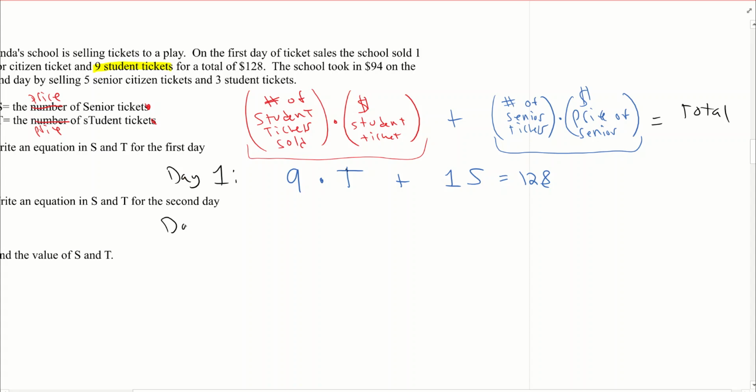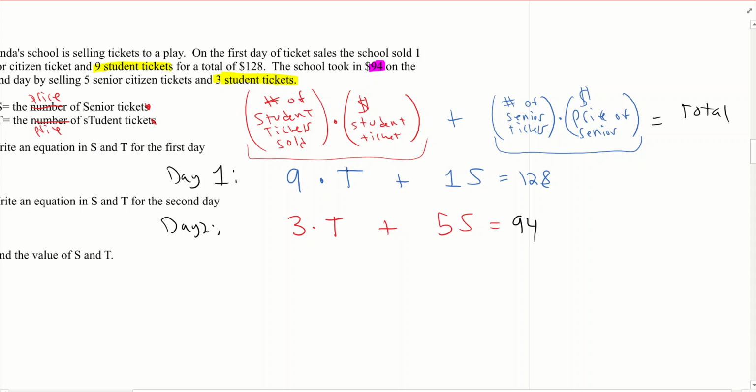On the second day, we sold 3 student tickets, right? That's right there, 3 student tickets. So that's going to be 3T plus we sold 5 senior tickets, and we made a total of, in this case, $94. Right? So those are the 2 equations.